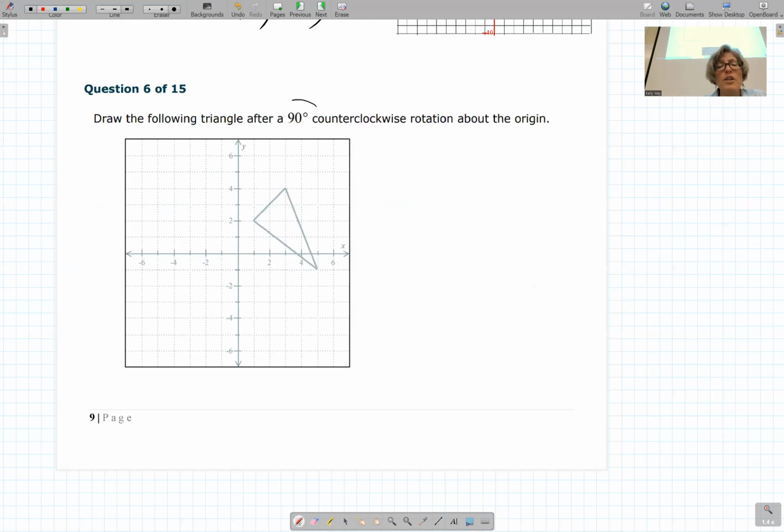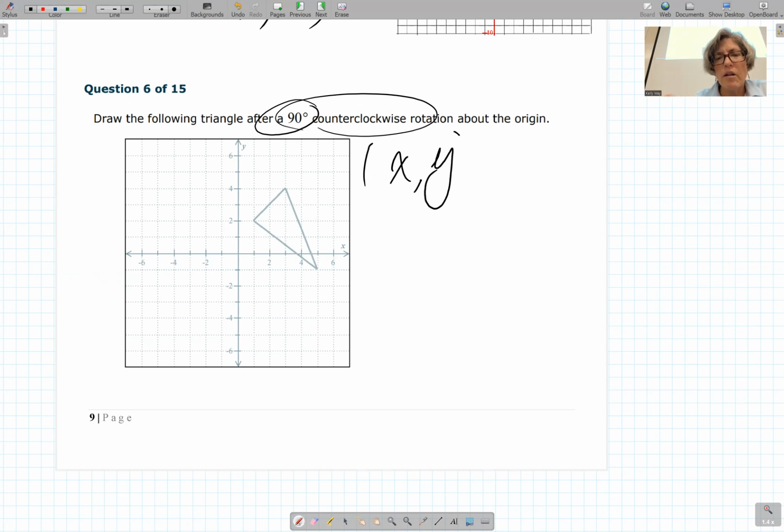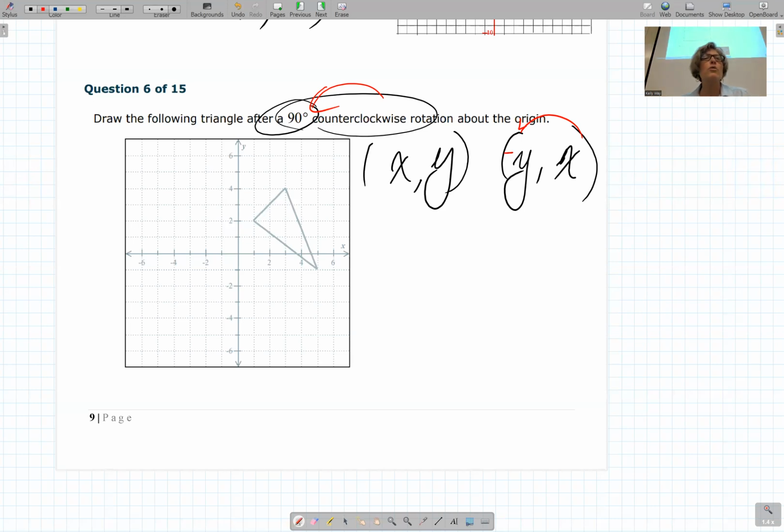Rotate the following 90 degrees counterclockwise. So it goes like this. To rotate 90 counterclockwise, you switch and flip to the left. So what you do is if you have X, Y counterclockwise, you change it to Y, X. And then counterclockwise is to the left. You're going to flip the sign on the left. That's the order for 90-degree rotation counterclockwise.